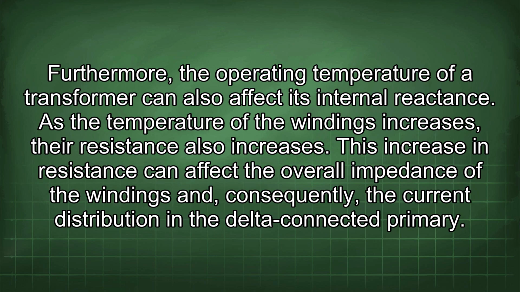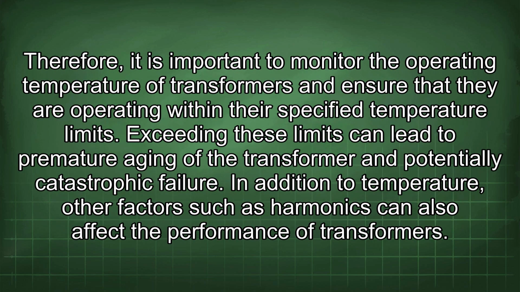As the temperature of the windings increases, the resistance also increases. This increase in resistance can affect the overall impedance of the windings and, consequently, the current distribution in the delta-connected primary. Therefore, it is important to monitor the operating temperature of transformers and ensure that they are operating within their specified temperature limits. Exceeding these limits can lead to premature aging of the transformer and potentially catastrophic failure.